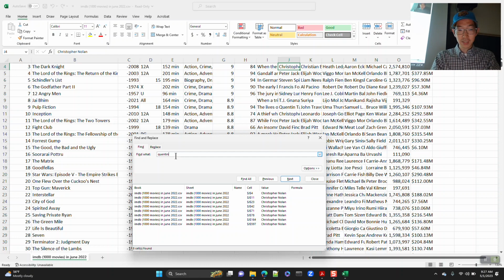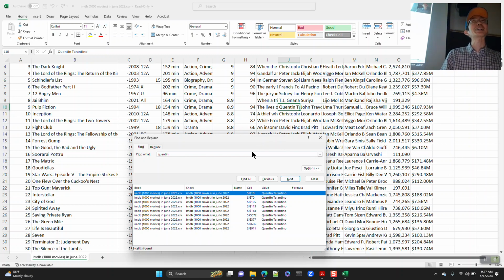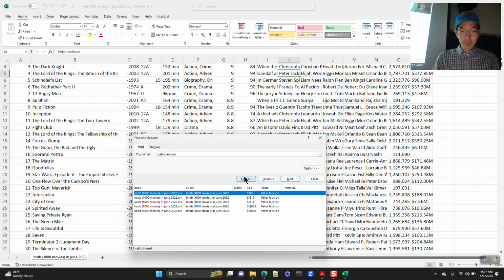Let's see, Quentin Tarantino shows up 9 times. I mean, these are just directors that IMDb really likes, right? Let's see, Peter Jackson and the Hobbit movies, or the Lord of the Rings movies. It shows up 1, 2, 3, 4, 5 times.